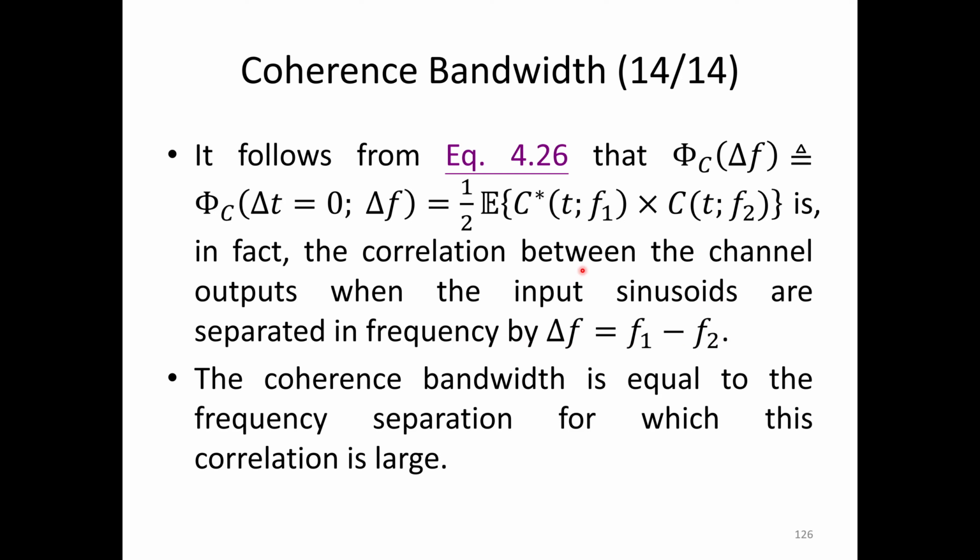Okay, so the coherence bandwidth is equal to the frequency separation for which this correlation is large. So now the coherence bandwidth is equal to exactly delta F.